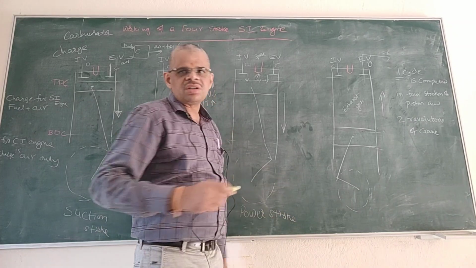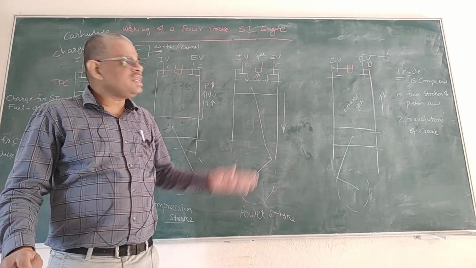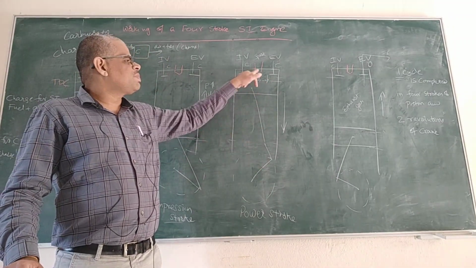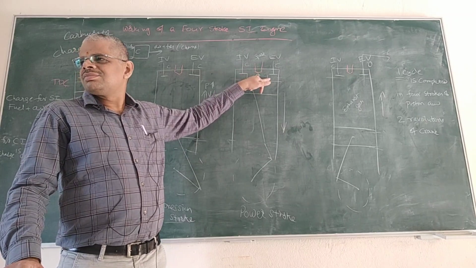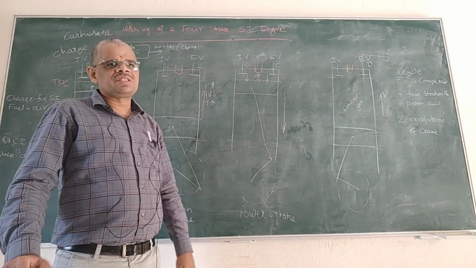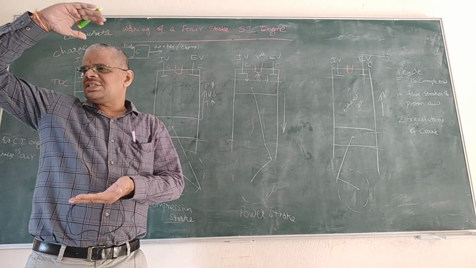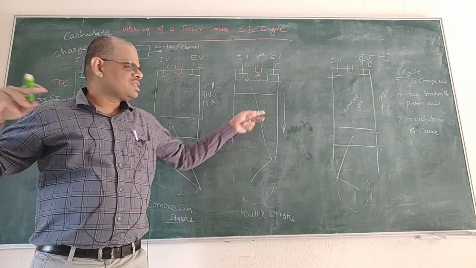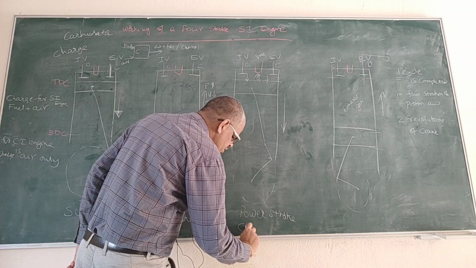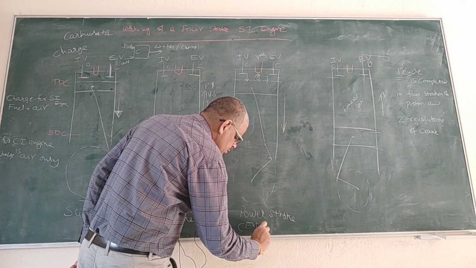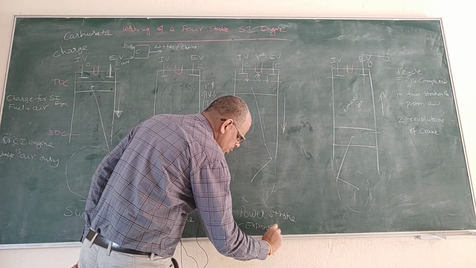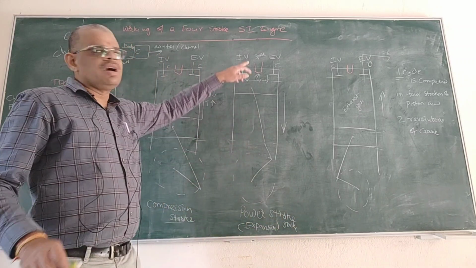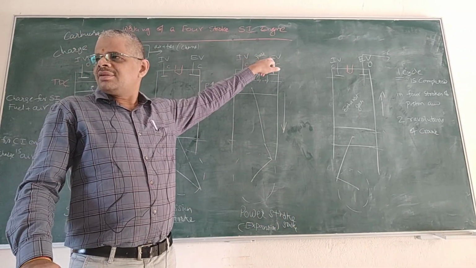What is the name of the stroke? Power stroke. And during this process, as the piston moves downwards, initially the pressure of the gases is very high. As the piston moves downwards, these gases expand. Am I right or not? So that's why the pressure reduces. So that's why this is also called the expansion stroke. And during this stroke, both the valves are closed once again, right?